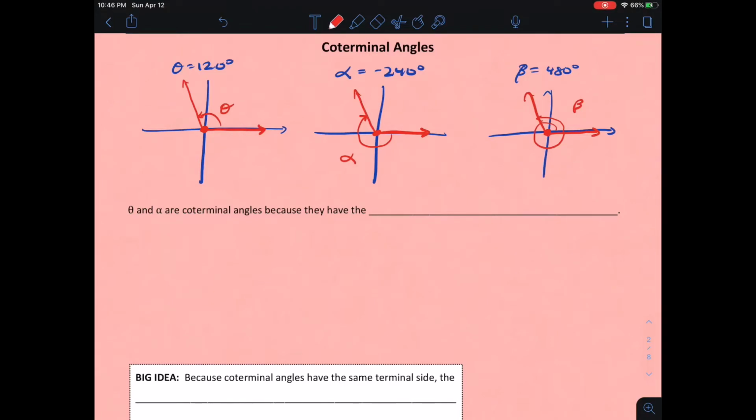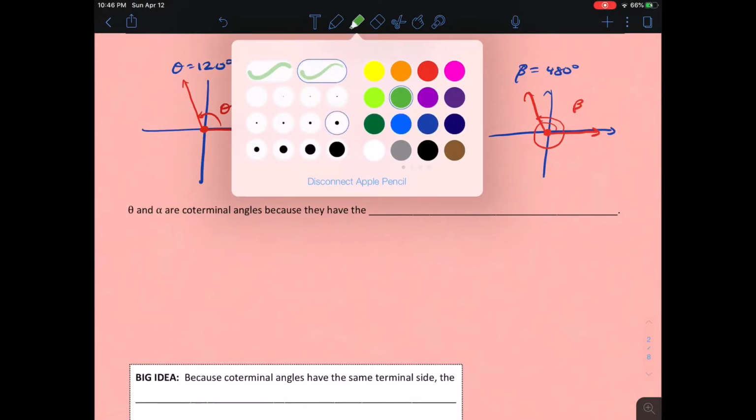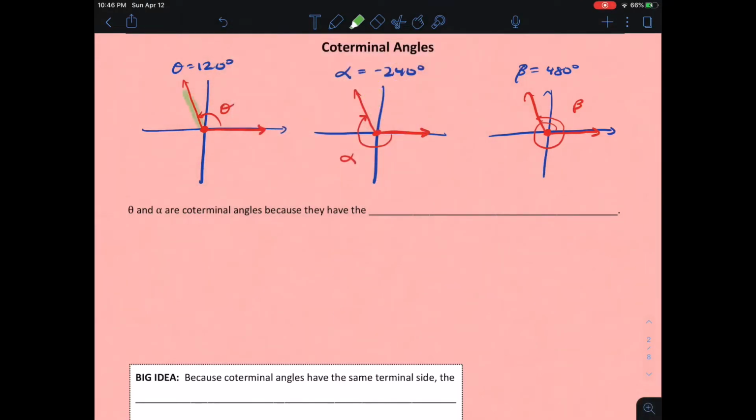So look at all three angles. Think about what makes them all coterminal angles. If you noticed, they all share the same terminal side. If I drew all three angles on the same coordinate plane, their terminal sides would all coincide. And that's what it means for angles to be coterminal. They share the same terminal side. So in this example, we can say that theta and alpha are coterminal angles because they have the same terminal side.